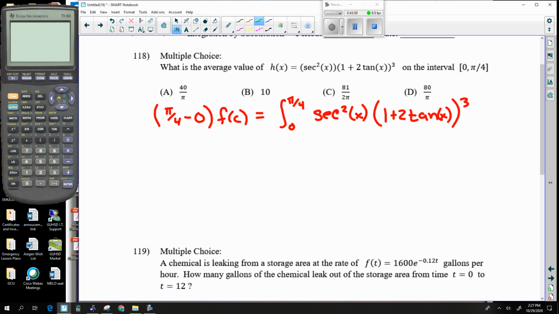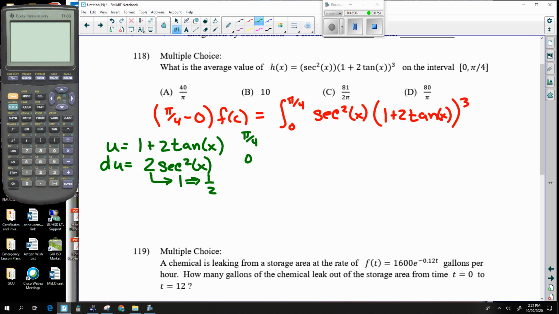I'll change colors here. Okay, so u is going to be 1 plus 2 tangent x. du is going to be 2 secant squared x, which is close. I don't want 2. Okay, but because it's a definite integral, I'm going to reevaluate the pi over 4 and the 0. Pi over 4 is square root 2 over 2, so that's 1. So this is going to be 3. 0 has a sine of 0 and a cosine of 1, so that's going to be 0. So that's going to be 1.